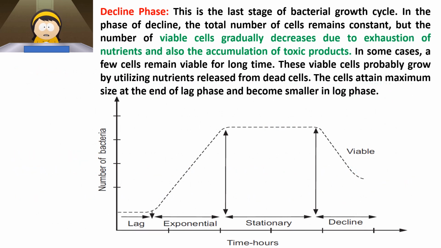Decline phase. This is the last stage of the bacterial growth cycle. In the phase of decline, the total number of cells remains constant, but the number of viable cells gradually decreases due to exhaustion of nutrients and also the accumulation of toxic products. In some cases, a few cells remain viable for a long time. These viable cells probably grow by utilizing nutrients released from dead cells. The cells attain maximum size at the end of lag phase and become smaller in log phase.